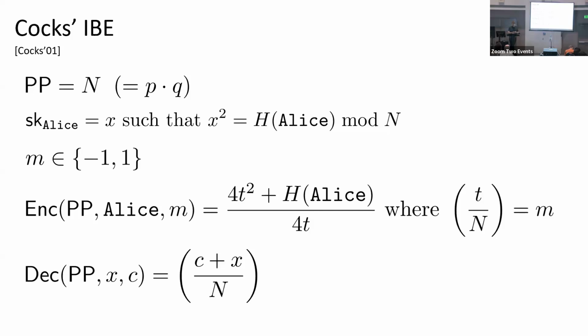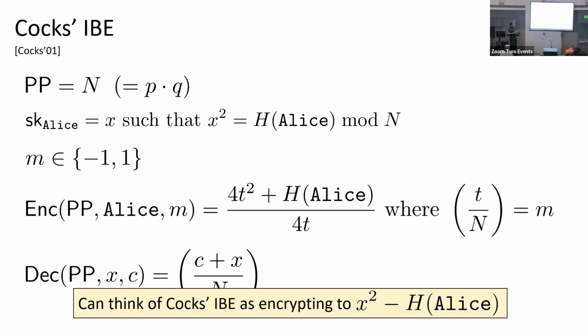Okay, so this is Cocks IBE, and this will be important as we go on. We can think of Cocks IBE as allowing anyone to encrypt to polynomials that are quadratic. What Bob is doing is encrypting to the polynomial x squared minus h of Alice, such that anyone with a root of that polynomial can decrypt. And this readily generalizes to any quadratic polynomial. So with Cocks IBE, you can encrypt to any quadratic polynomial, such that anyone with any root of that quadratic polynomial can decrypt.